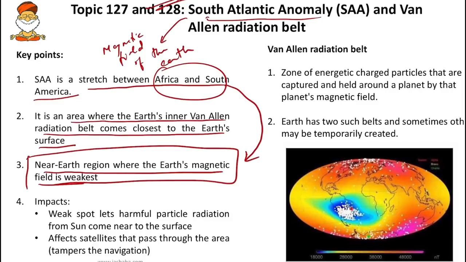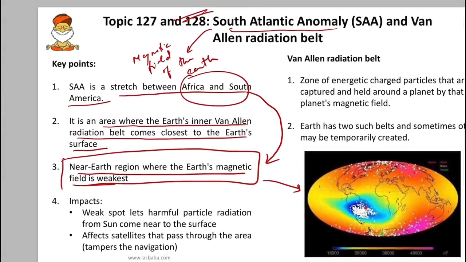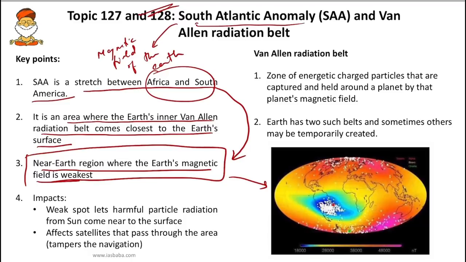So this is the region, that is Africa and South America, as you can see in the figure. This is the region where the Earth's magnetic field is weakest. Since the magnetic field is weakest in this particular region, what is happening? It is letting the harmful particle radiation from the sun come near the surface. And this South Atlantic anomaly also affects the satellites that pass through this particular area, and it can tamper with the navigation system.